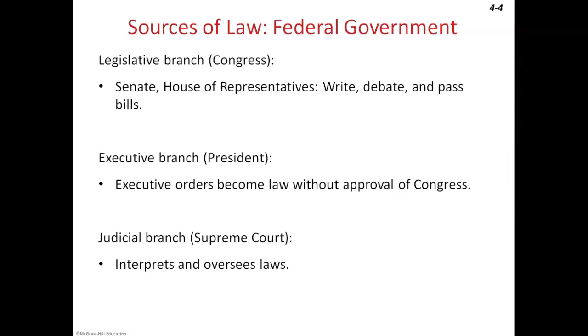Lastly, the judicial branch of government is the Supreme Court, but also includes federal judges and courts in every state. They are there to interpret the law and oversee the enforcement of laws. The division of powers and responsibilities among the 3 branches of government ensures a system of checks and balances that will keep any one branch from assuming too much power.